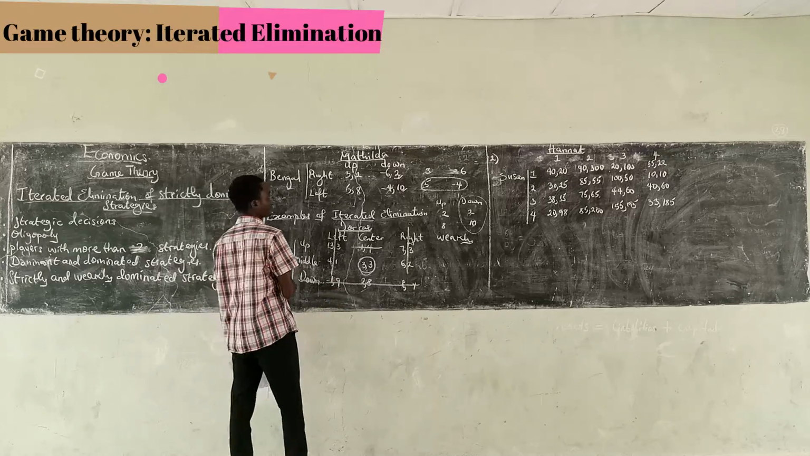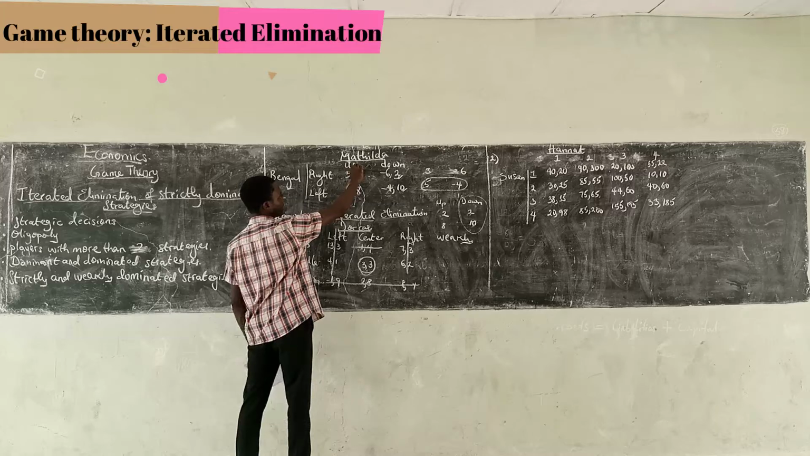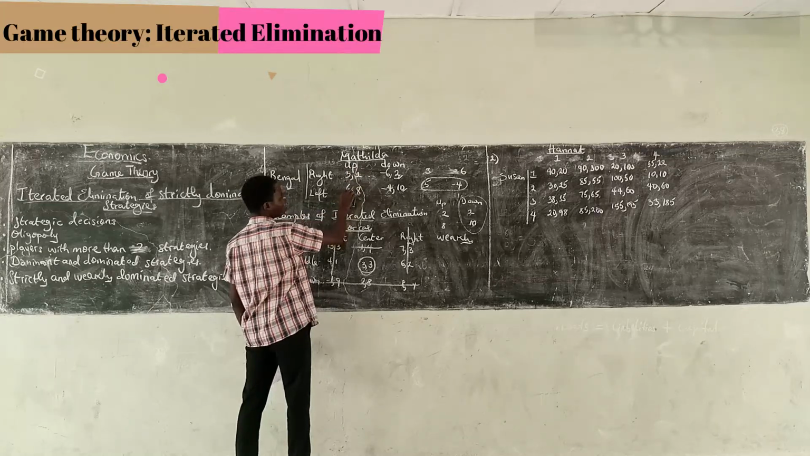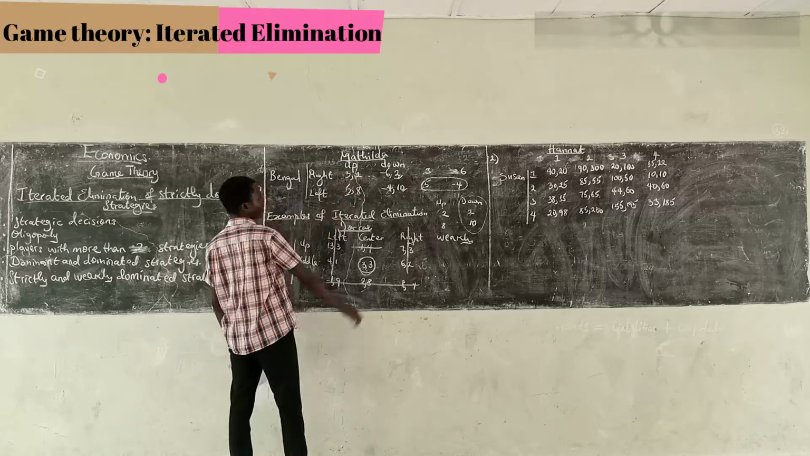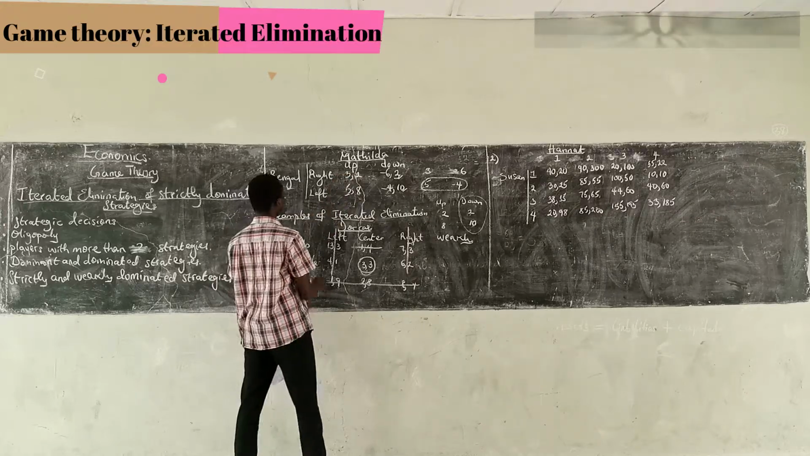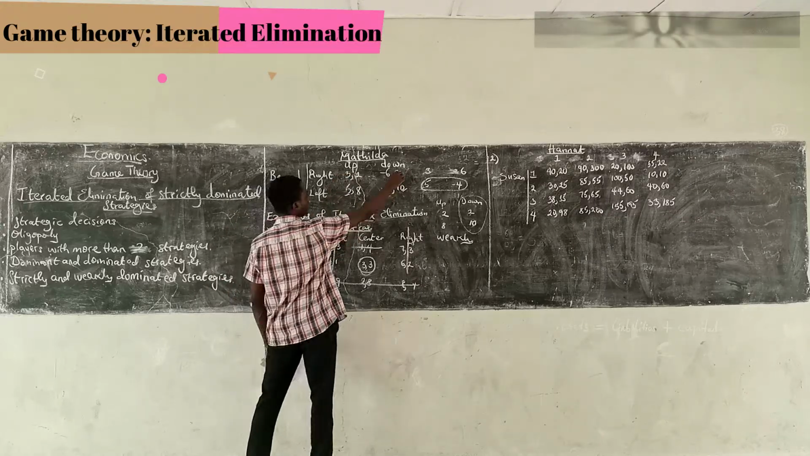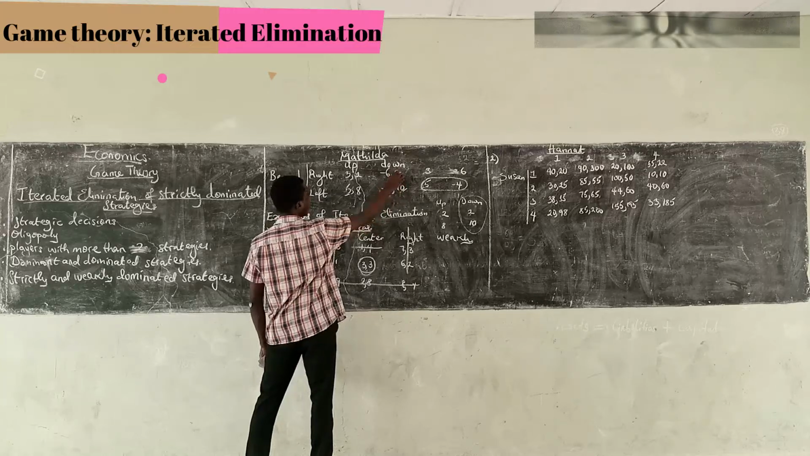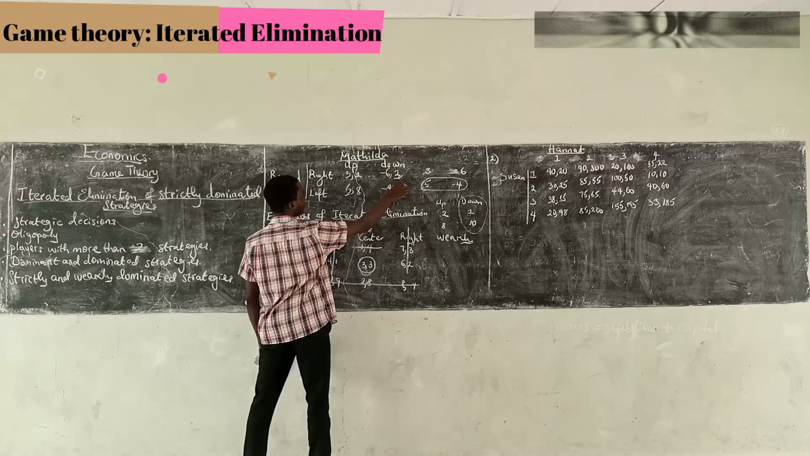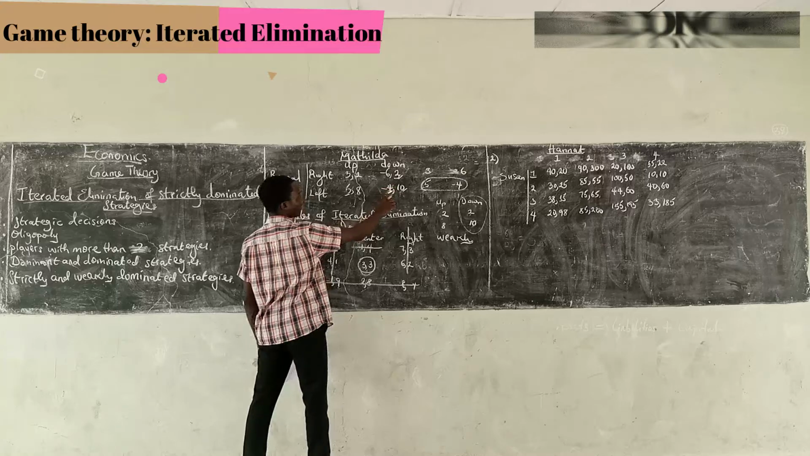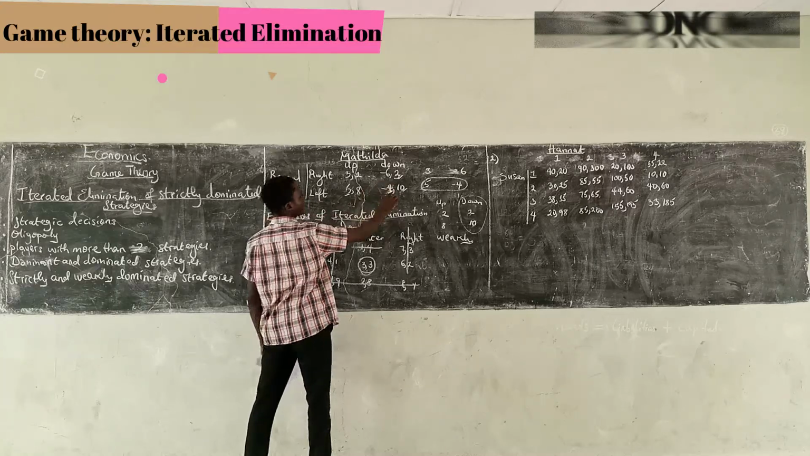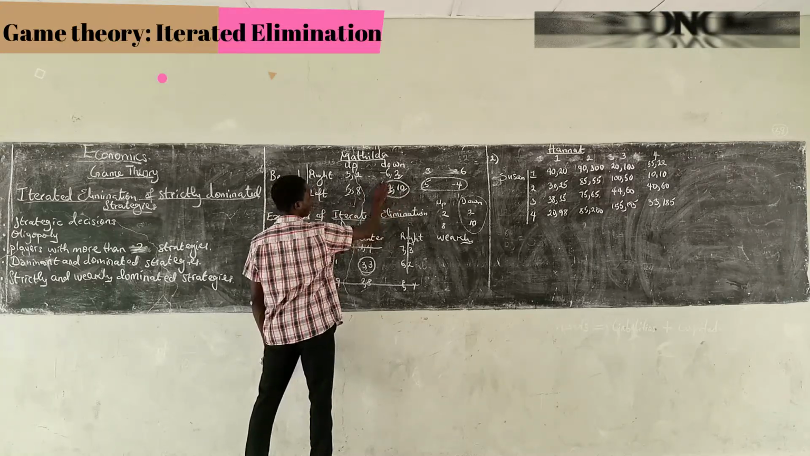Now Matilda is going first. If Matilda plays up, these are our payoffs, 2 and 8. So what will Bengal do? Bengal will play 5 because 5 is better than 3. Now if Matilda plays down here, what will Bengal do? Bengal will choose -4 because -4 is better than -6. So in this case, this would be your Nash equilibrium.